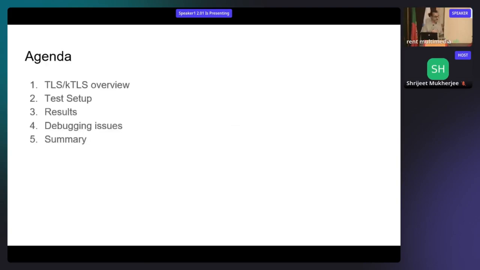I'm going to go very quickly over a high-level overview of what TLS and KTLS are, and then I will describe how we set up the tests, and Pedro is going to jump into the results.